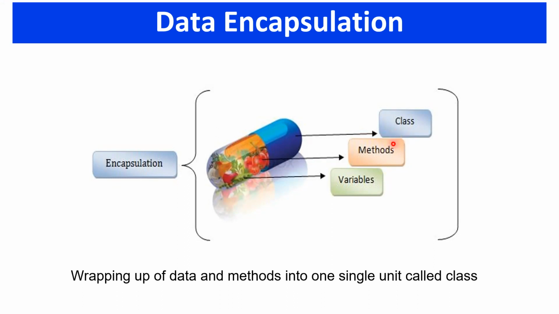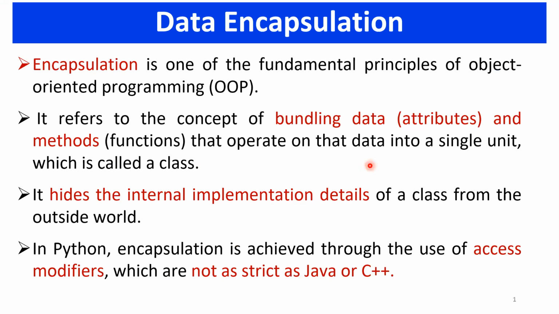So this wrapping up of data and methods into one single unit, which is called a class, this process is termed as encapsulation. So basically, encapsulation is a mechanism wherein we wrap up the data and methods in the form of a single class, which is a blueprint for creating the objects. So with this mechanism, we are restricting the access of the variables and methods outside the class. And Python implements data encapsulation by using the access modifiers. So let us see how to do that.